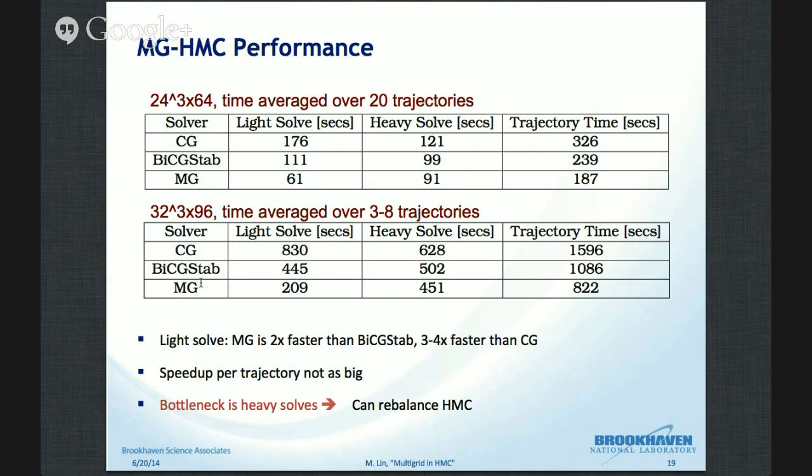It's a bit better for the larger volume. So again, you can see multigrid is 4 times faster than CG and 2 times faster than BiCGStab. For the heavy solve, you still gain a little bit, but not a lot. So in terms of the total trajectory time, multigrid gains a factor of 2 compared to CG, and maybe about 50% compared to BiCGStab. So I think this is already pretty good.